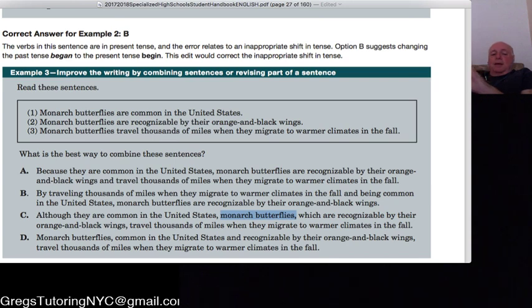Actually, okay. I'm gonna not say that phrase. So C is the winner so far. D, monarch butterflies, common in the U.S. and recognizable by their orange-black wings, comma, travel thousands of miles when they migrate to warmer climates in the fall. Oh my God, that sounds like it. So let's take the three aspects. Monarch butterflies common in the U.S., right. Monarch butterflies recognizable by the orange and black wings, right. And monarch butterflies travel thousands of miles when they migrate to warmer climates. Boom, we got it, okay?